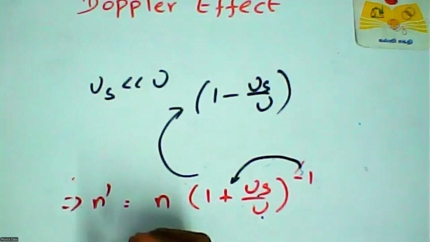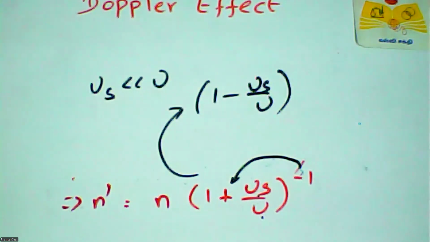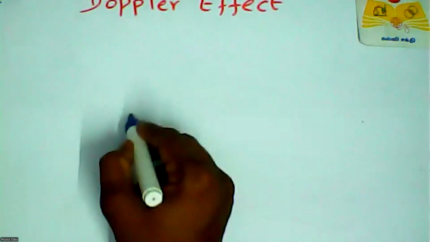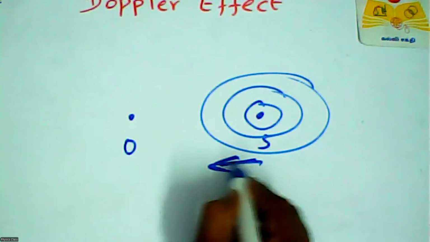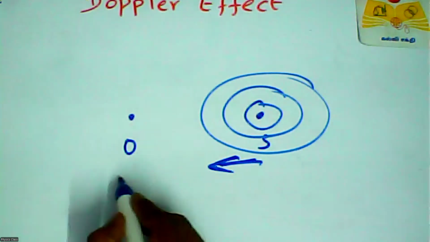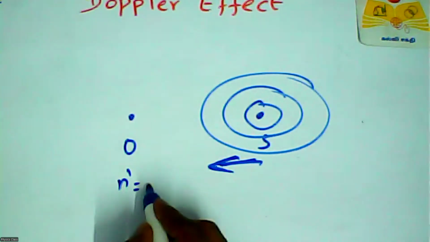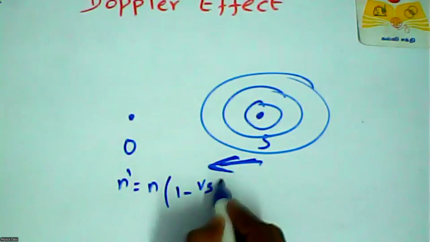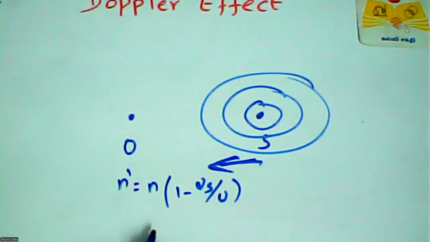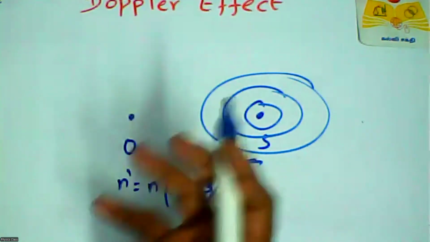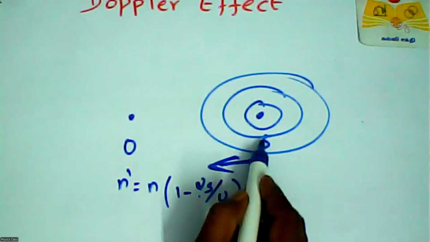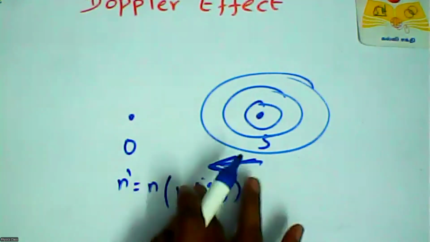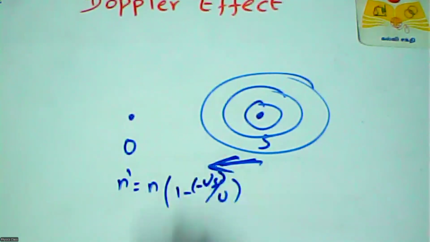Suppose the source is approaching the stationary observer. In the previous case, the source was moving away from the observer. Now the source is moving towards the observer. So what is the formula for apparent frequency? Already we have derived n dash equals n into 1 minus Vs by V, where Vs means source speed and V is the speed of sound. But in this case, the source is moving towards him, so we have to put minus Vs, because it is in the opposite direction.